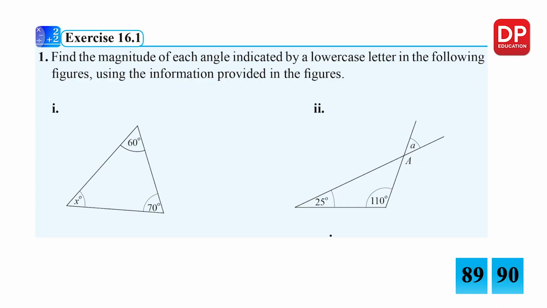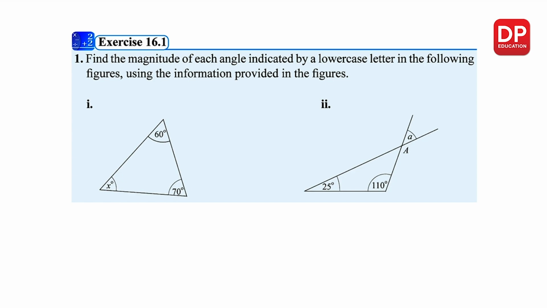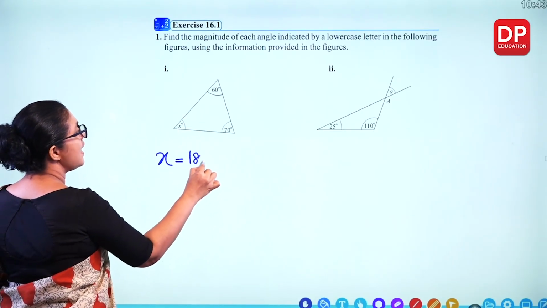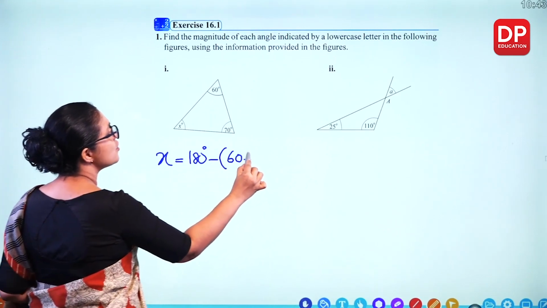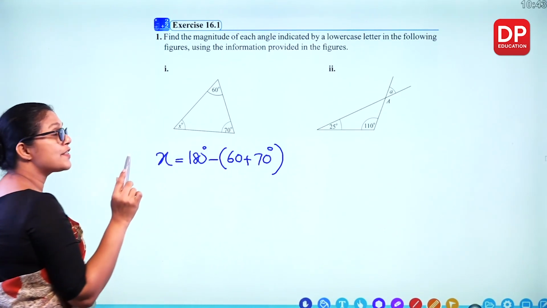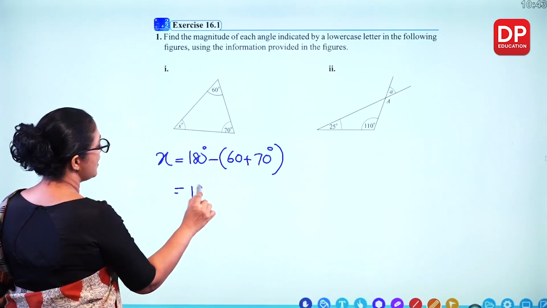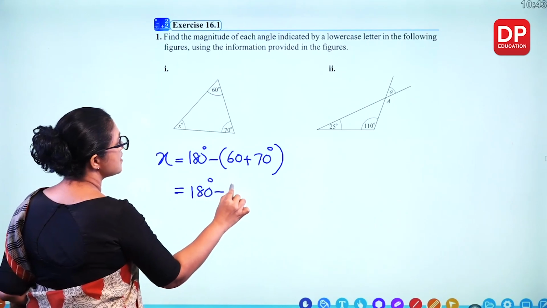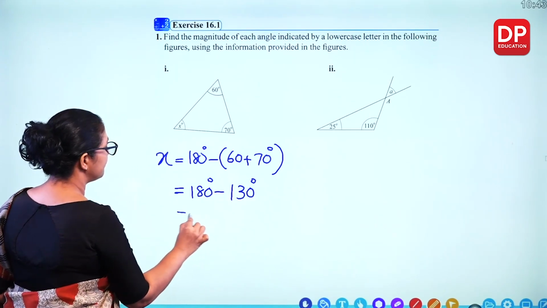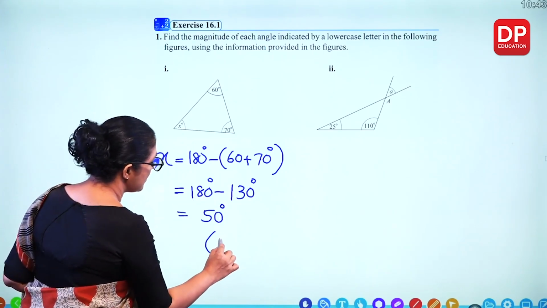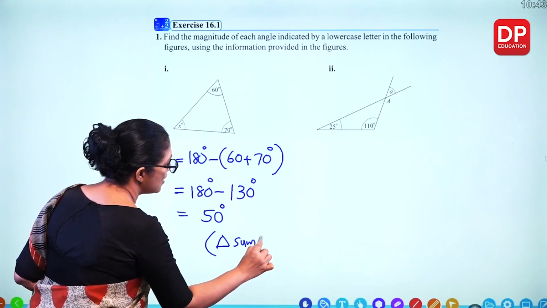Exercise 16.1. Find the magnitude of each angle indicated by a lowercase letter in the following figures using the information provided in the figures. X is unknown. So how do you find x? 180 minus the sum of the other two angles, because the sum of all three angles adds up to 180. 180 minus 130. So 50 degrees for x. So what's the reason? Angle sum of a triangle.